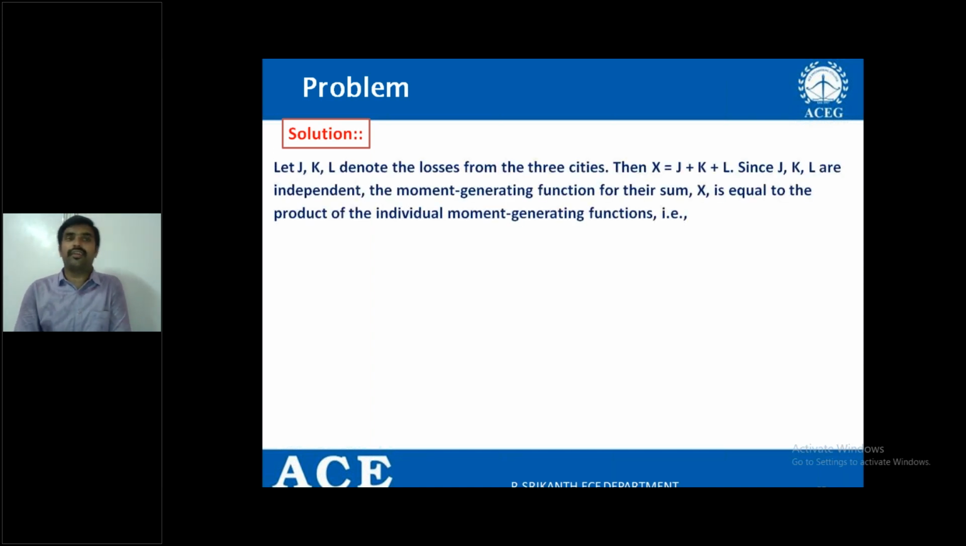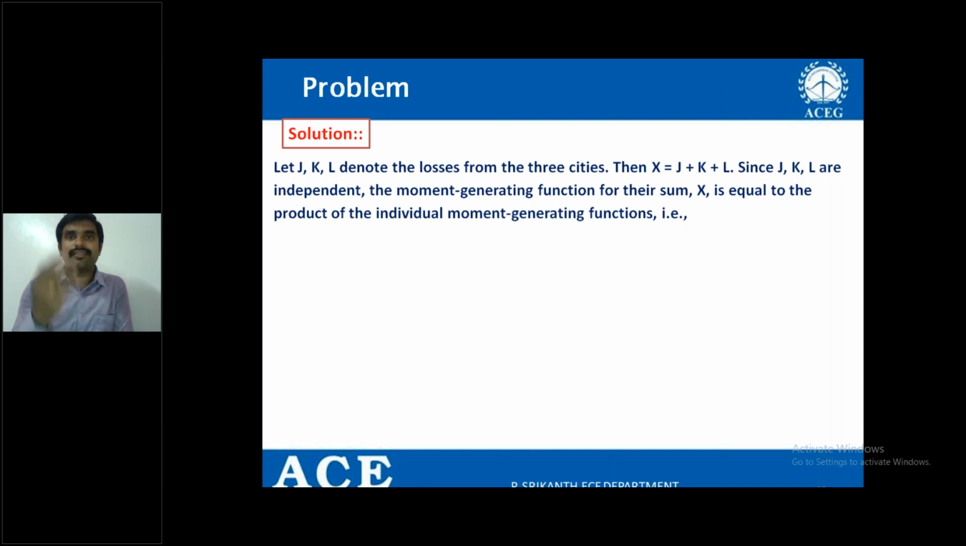How do you find? First, let J, K, L denote the losses from the three cities. Then X equals J plus K plus L. Yes, exactly. Since J, K, L are independent, the moment generating function for their sum X is equal to the product of the individual moment generating functions. Which property is it? It is the last property of MGF, the fourth property: M of X plus Y of v equals M of X of v into M of Y of v.